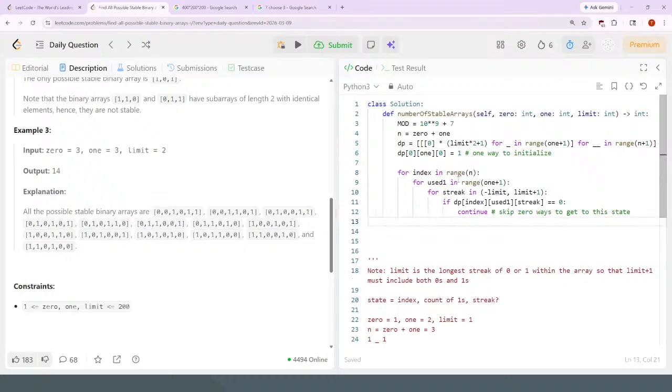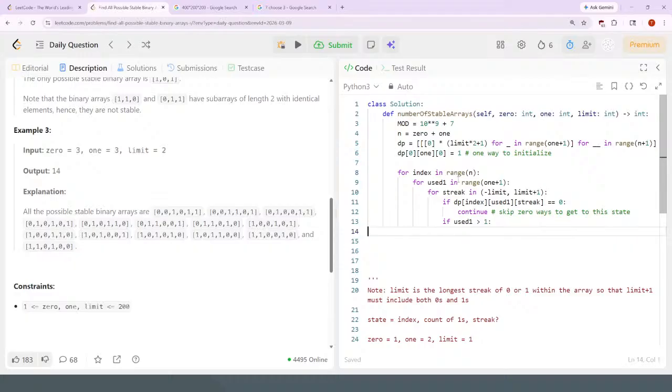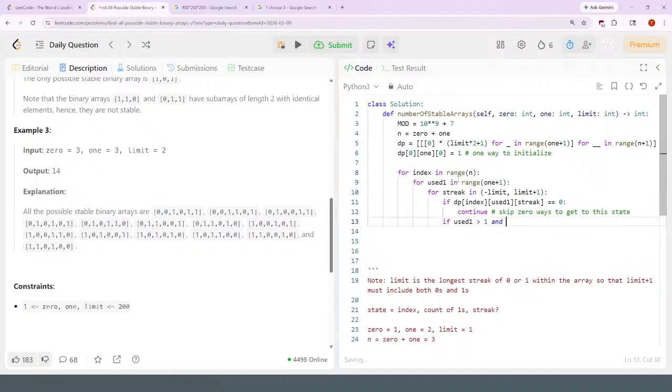Okay. And then the transition to other states. So let's say I'm going to use another 1. So let's say if use 1 is still greater than 1, is greater than 0. Actually, I guess this would be unused ones.